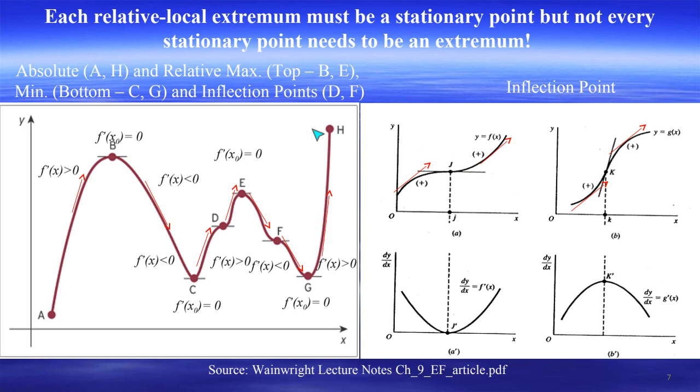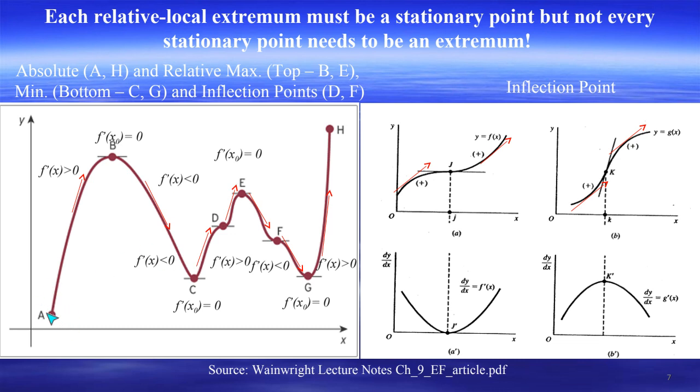There can be a small balcony, some point where the first derivative is 0 by chance. It's not necessary to be an extremum, a minimum or a maximum. All right. Here you see the same graph as before. We have B and E, which are relative maxima, C and G, which are relative minima, and D and F, which are inflection points. So let's see this first derivative test just visually on this graph.